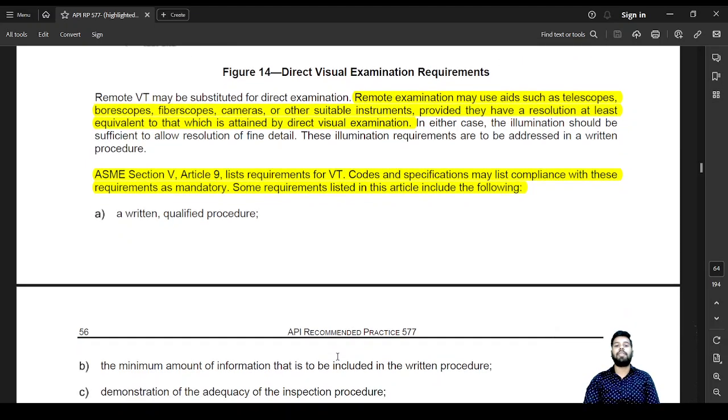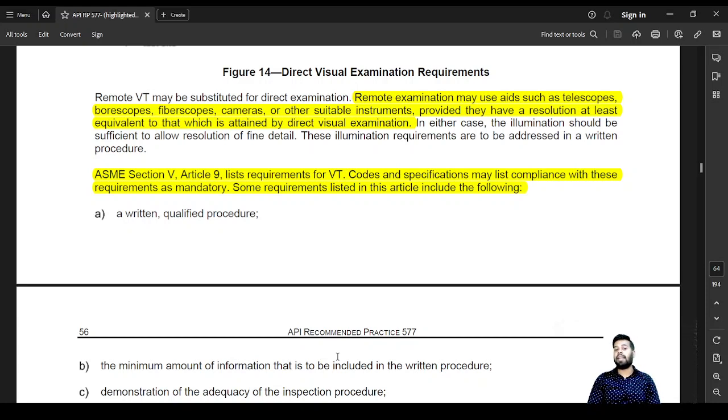So remote VT may be substituted for direct examination. Remote examination may use aids such as telescope, boroscope, fiber boroscopes, cameras or other suitable instruments, provided they have a resolution at least equivalent to those obtained during direct examination. So you can do remote examination provided that whatever results that you are getting from the indirect examination or remote examination is comparable to what you were getting during direct examination.